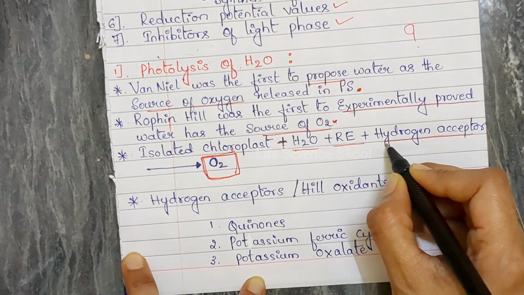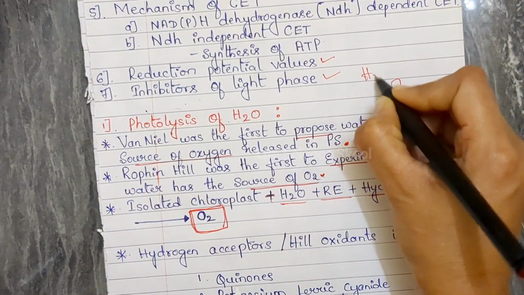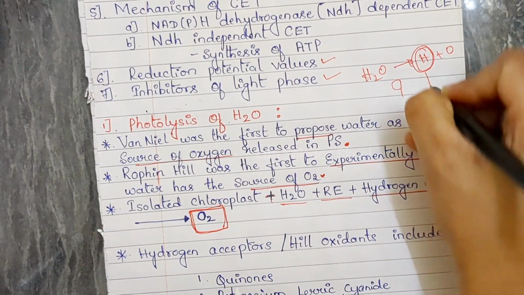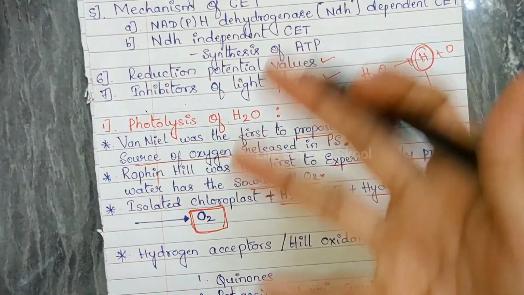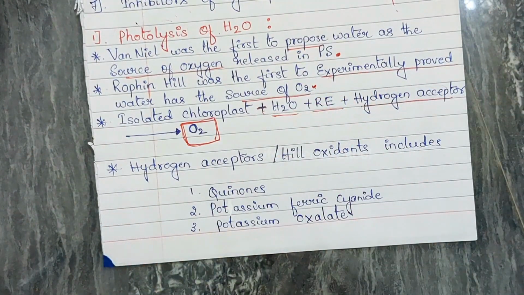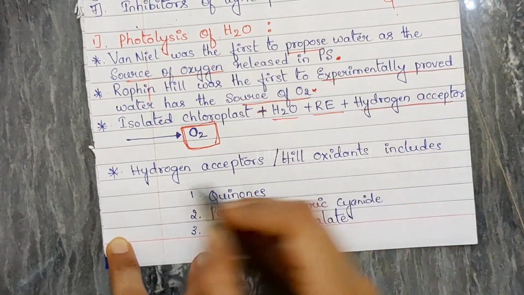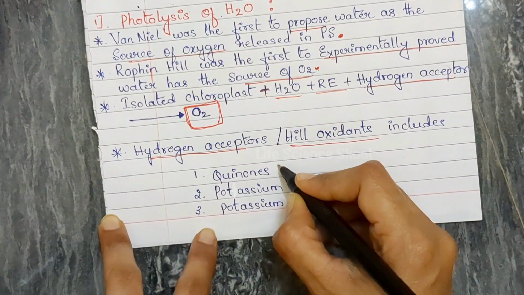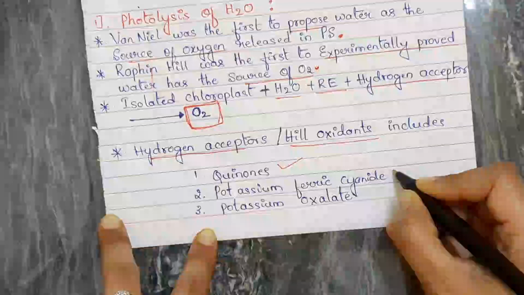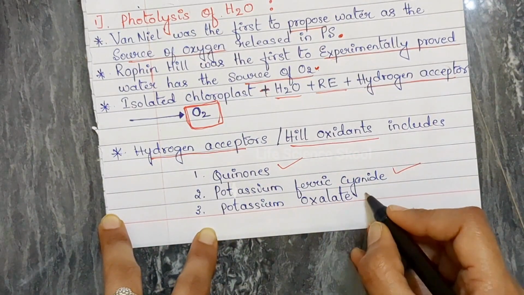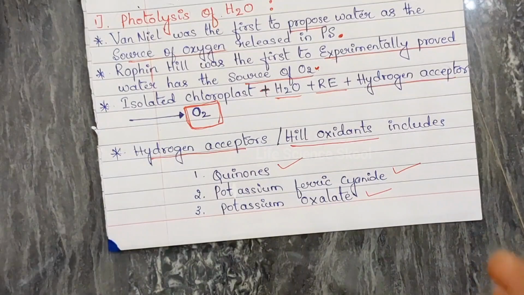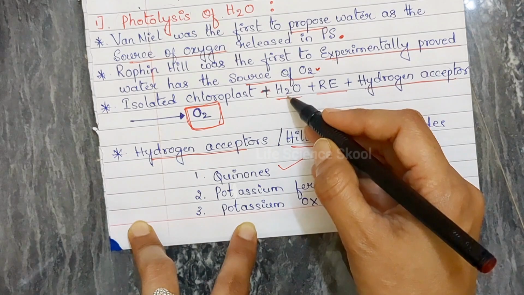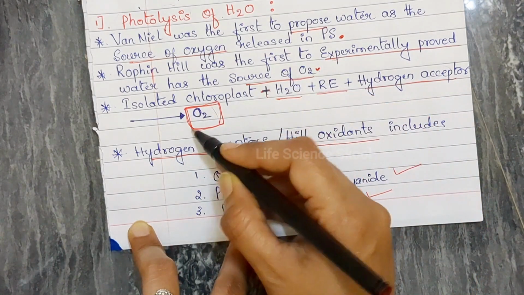Now the question is, when this O2 has to separate, it has to divide hydrogen and oxygen. Then this hydrogen should be accepted by the hydrogen acceptor. Then what are those hydrogen acceptors present in this process? Those are called hydrogen acceptors or Hill oxidants: quinones, potassium ferric cyanide, and potassium oxalate. These three are the hydrogen acceptors. So when these accept the hydrogen from the water, that leads to a release of oxygen.